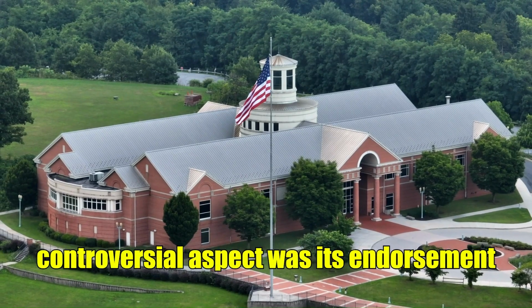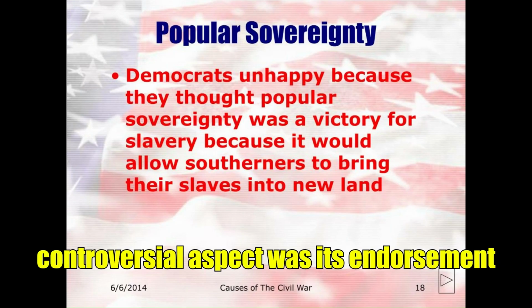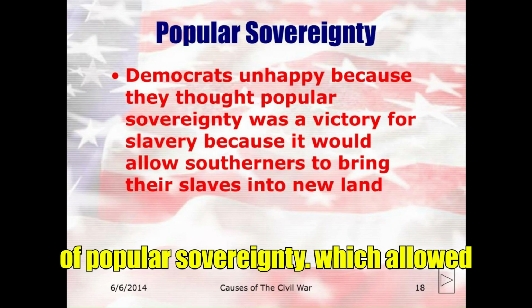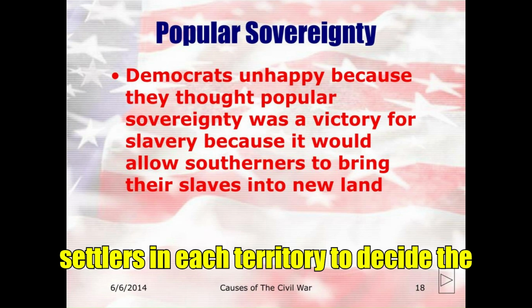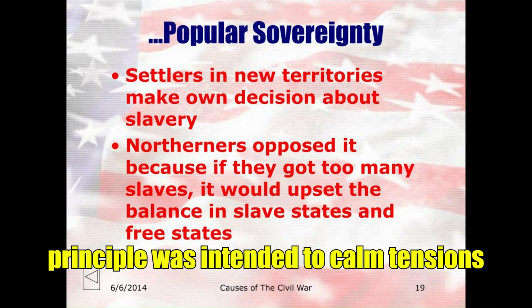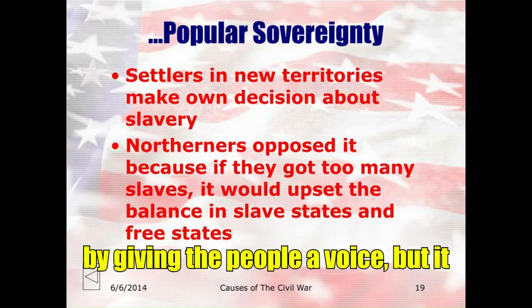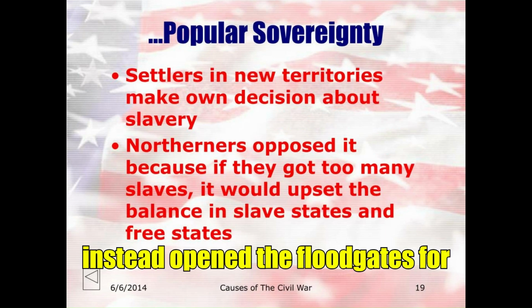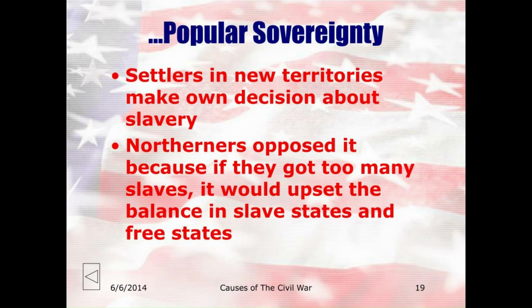1. Popular sovereignty. The act's most controversial aspect was its endorsement of popular sovereignty, which allowed settlers in each territory to decide the slavery issue through voting. This principle was intended to calm tensions by giving the people a voice, but it instead opened the floodgates for conflict.